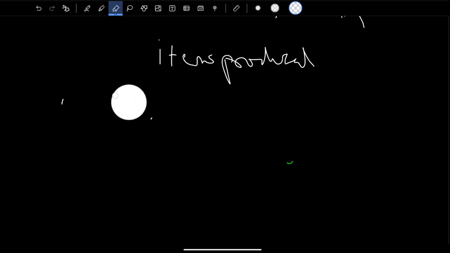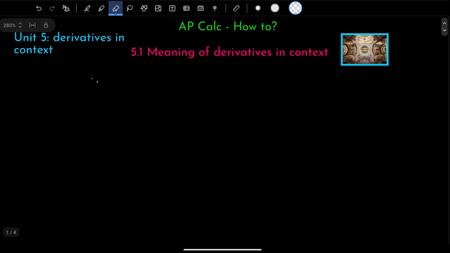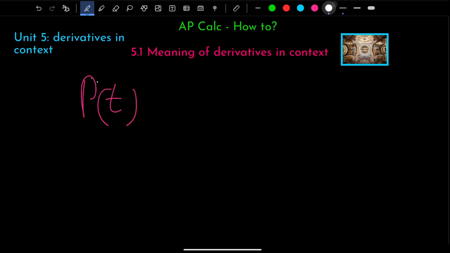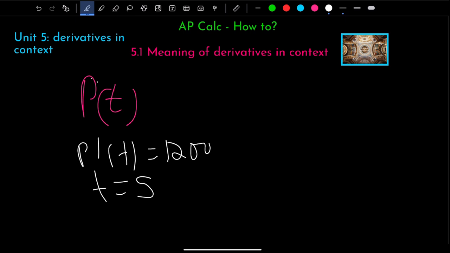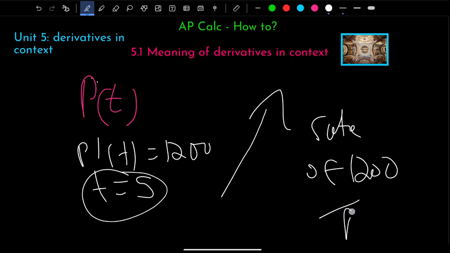Now for our last and third example, we're going to be going over population. So population p of t models the growth according to some function. If p prime of 5 equals 1200, what does this mean? This means that at year 5, the population is increasing at a rate of 1200 people per year. Notice the units. The derivative of population is people per year.